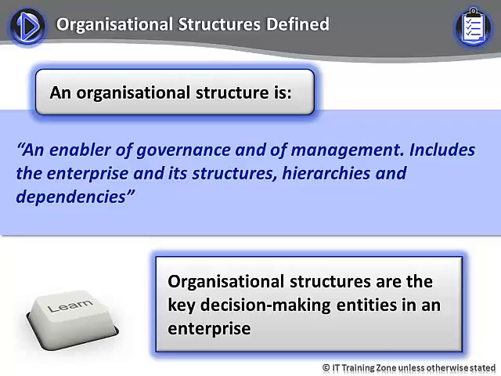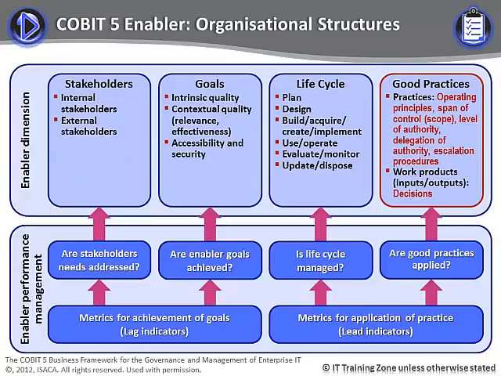An organizational structure is defined as an enabler of governance and of management, and includes the enterprise and its structures, hierarchies, and dependencies. Organizational structures are the key decision-making entities in an enterprise. An example is a steering committee, which might provide direction for a department. The diagram on your screen shows the enabler model applied to organizational structures. Only the good practices dimension contains guidance that is specific to the organizational structure's enabler. Organizational structure provides the means of directing the enterprise, allocating responsibilities, coordinating resources, and monitoring activity and performance.